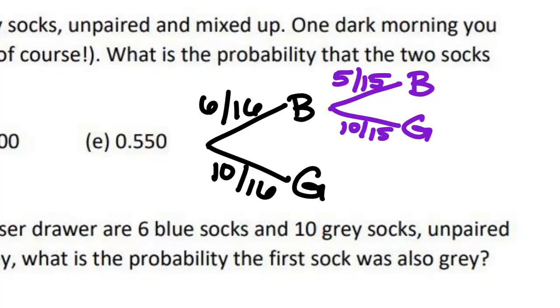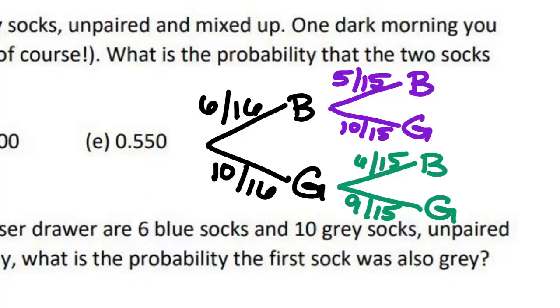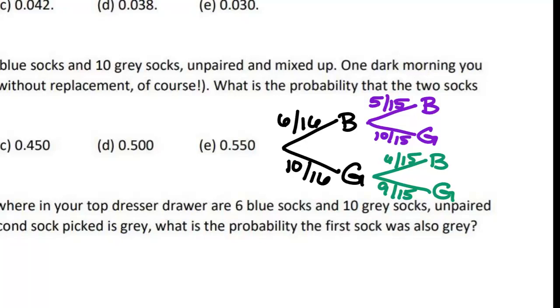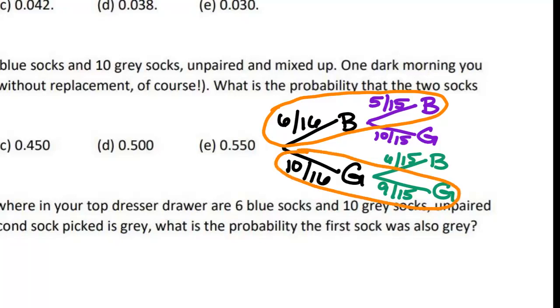Or I reach in and grab a gray sock. If I grab a gray sock the first time, what's the probability that when I reach in again, I get another gray sock? 9 out of 15. Again, I can fill in what the blue probability would be. If I grabbed gray the first time, then my probability for blue the second time would be 6 out of 15, because there's still 6 blue socks floating around in the drawer. This path right here leads to matching, and this path right here also leads to matching. Blue, blue, or gray, gray, right?